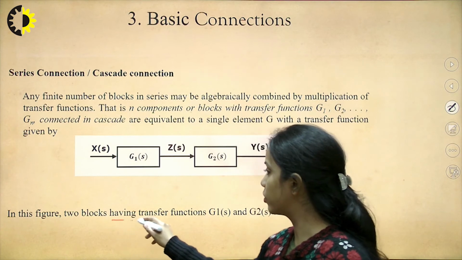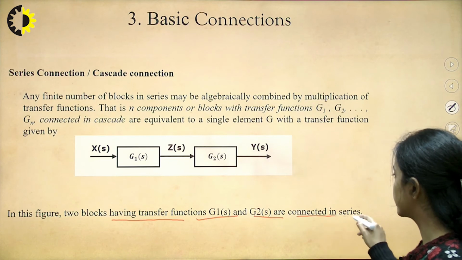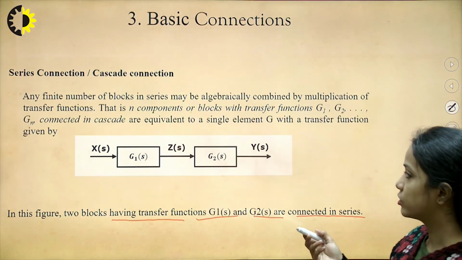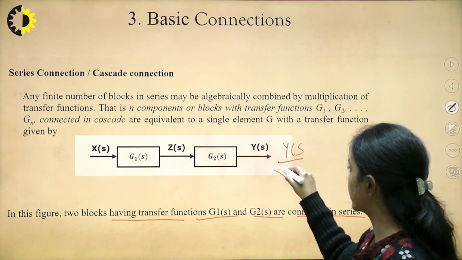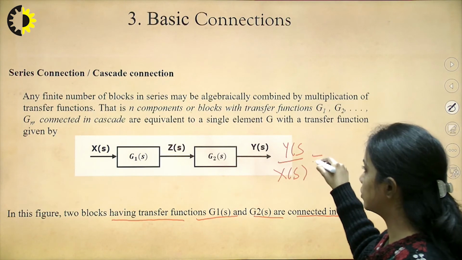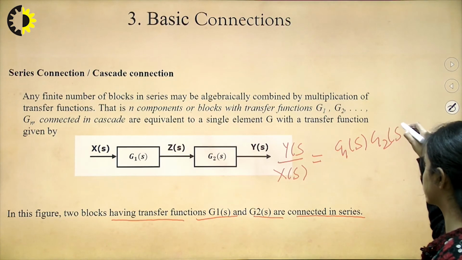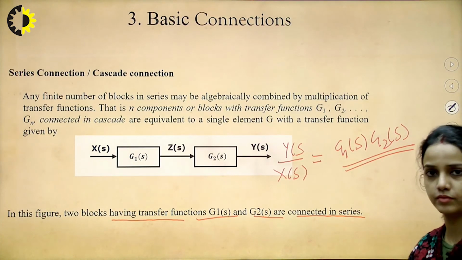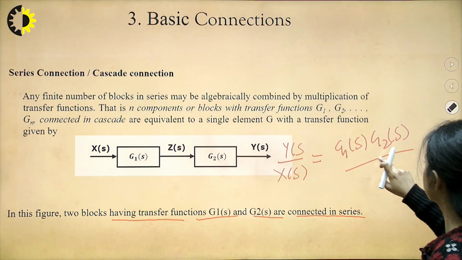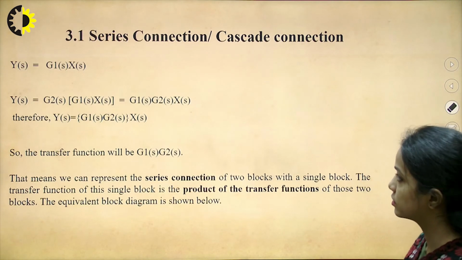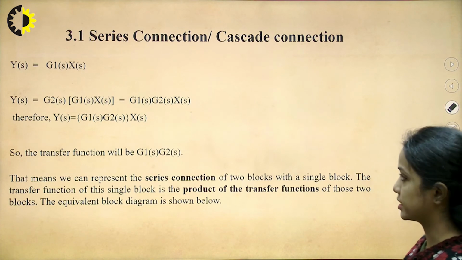In this figure, the two blocks having the transfer functions G1(s) and G2(s) are connected in series. So we can also say that the overall transfer function Y(s) by X(s) is equal to G1(s) G2(s). As simple as that. This is another example where we are studying series and cascade connection.